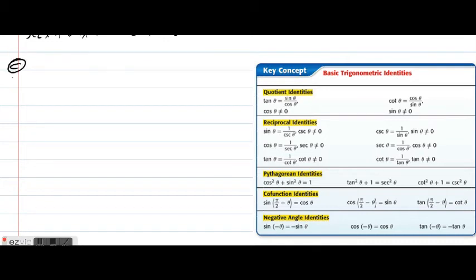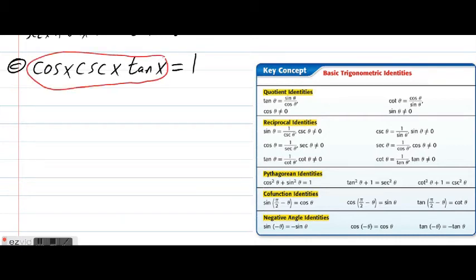Part C. You try it. Cosine of x times the cosecant of x times the tangent of x equals 1. So I want to take all of this mess and prove that it equals 1. Alright? Give it a try. Hit pause, you try. Alright, so I hope you gave it a try.